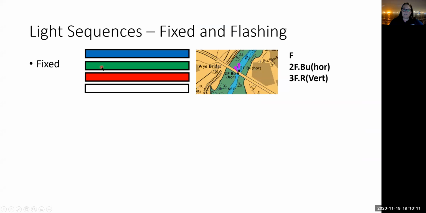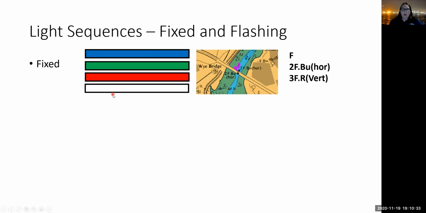The fixed reds and the fixed greens we tend to find on the edge of jetties or on bridges where they will be either horizontal or vertical, where there may be 2 or 3 of them. So in this instance here on the Wye bridge, this is the bridge going over the River Wye, what we've got is 2 fixed blues horizontal. So you would see one blue next to another blue.